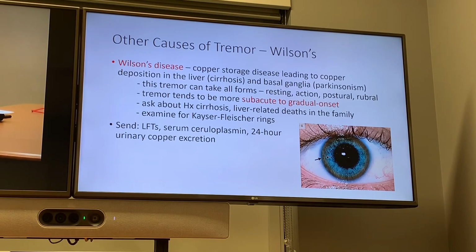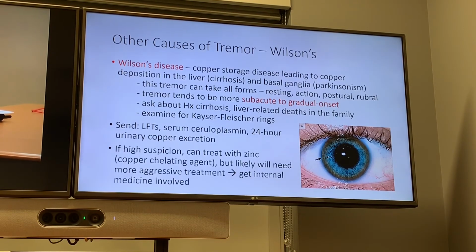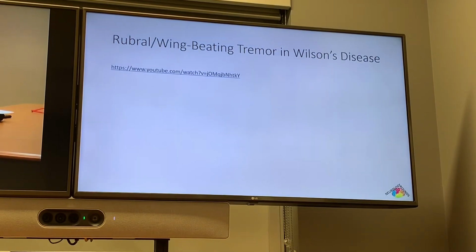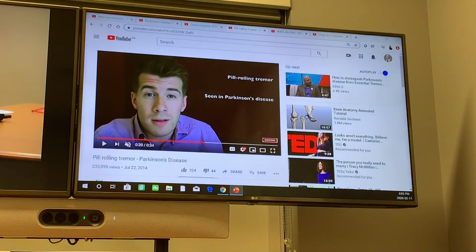And if you have a really high suspicion that this is what's in front of you, you can start zinc, which is a copper chelating agent. But it's very likely that they will need more aggressive treatment. So this is one of those cases where you actually would not refer to neurology. You would refer to internal medicine and get them involved. So I'll show you this wing beating tremor.